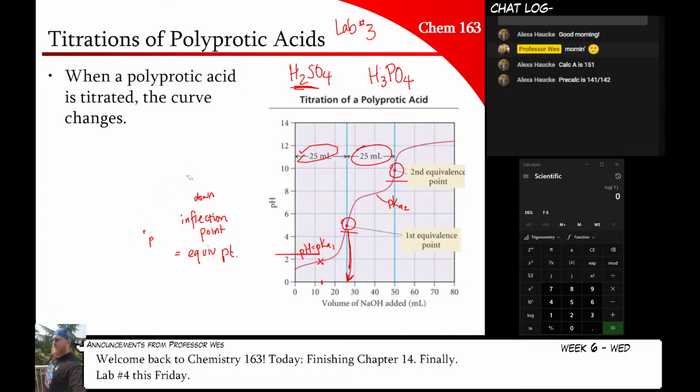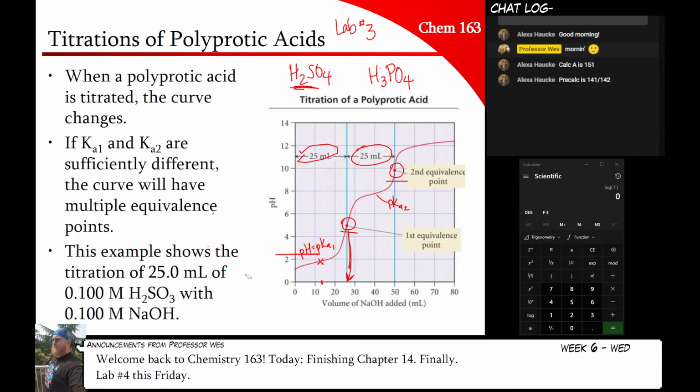So let me get rid of all this, because a bunch of text is about to appear. That's good enough.